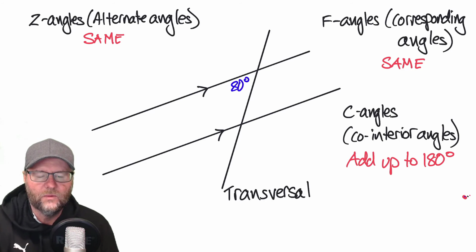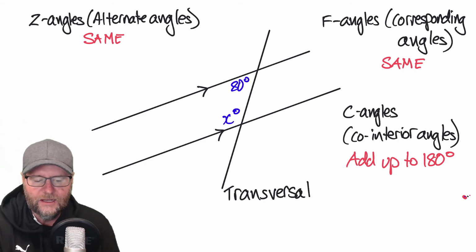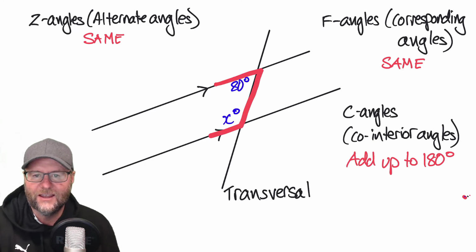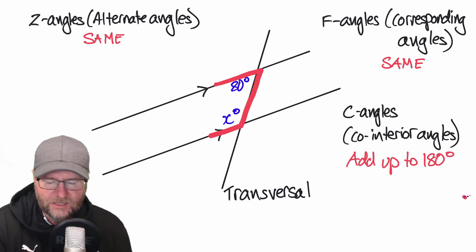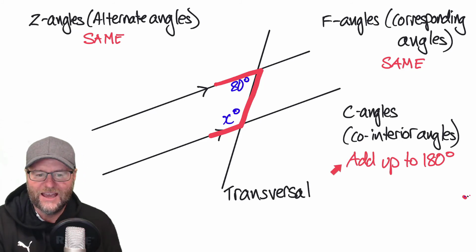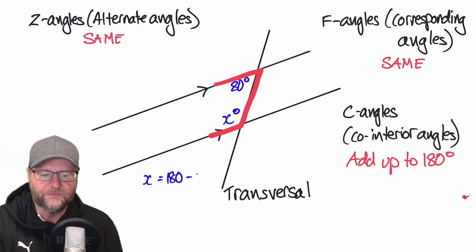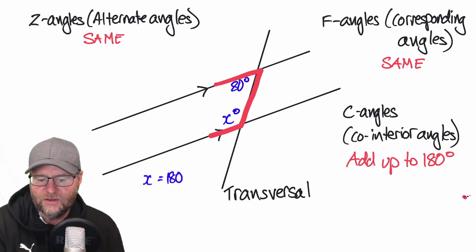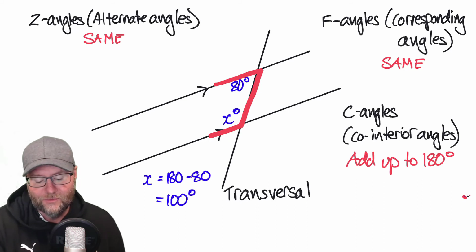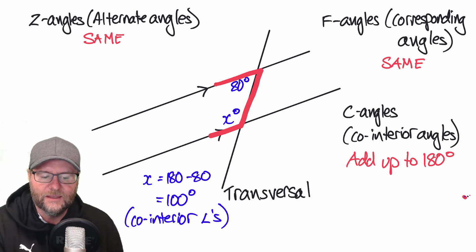Let's have a look at a couple more. These two here. If we're given 80 degrees and an unknown x, I'm looking for a Z, C, or an F pattern, and I can see that there's a back to front C there. So these are going to be co-interior angles, and I know they have to add up to 180. So here's the way I like to do this. Start with 180. My value is going to be 180 minus the 80 degrees that we're already given. So that leaves me with 100 degrees. Don't forget, you have to write your reason, and they are co-interior angles.